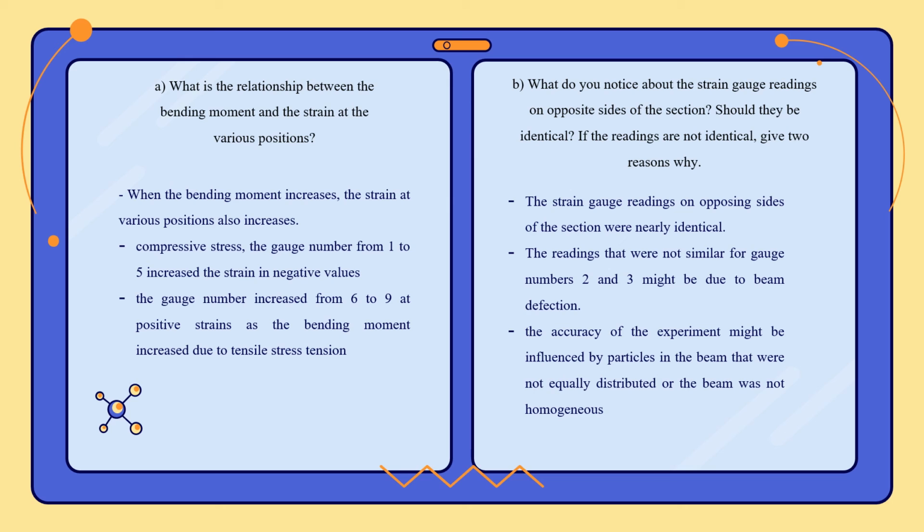So the readings that were not similar for gauge numbers 2 and 3 may be due to the beam deflections, which may be identified. As a result, the accuracy of the experiment may be influenced by particles in the beam that were not equally distributed or the beam was not homogeneous.